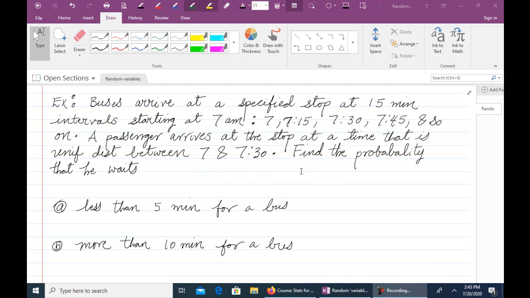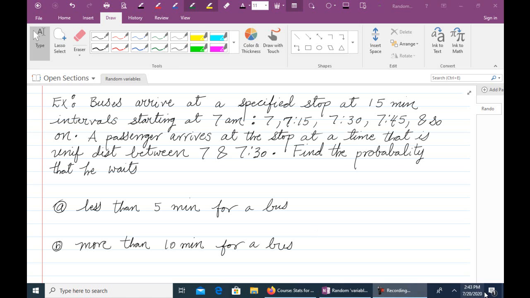We need to find the following probabilities. What's the probability that the passenger waits less than 5 minutes for a bus? And what's the probability that he waits more than 10 minutes for the bus? Okay, so those are the two questions that we need to answer.